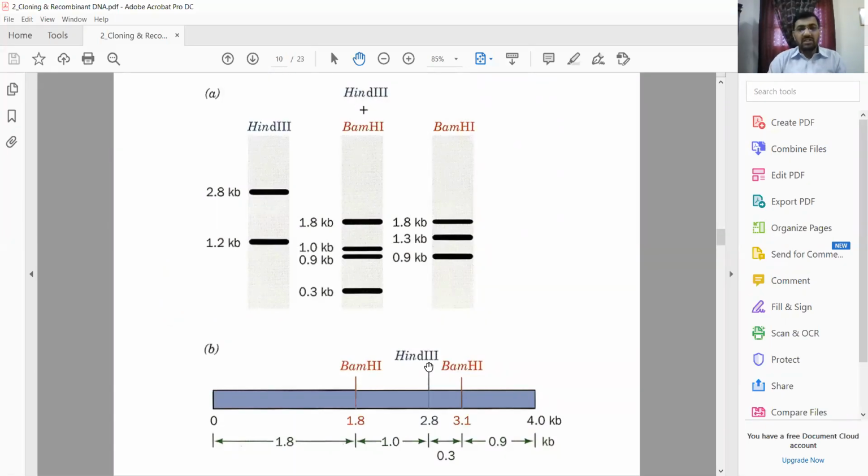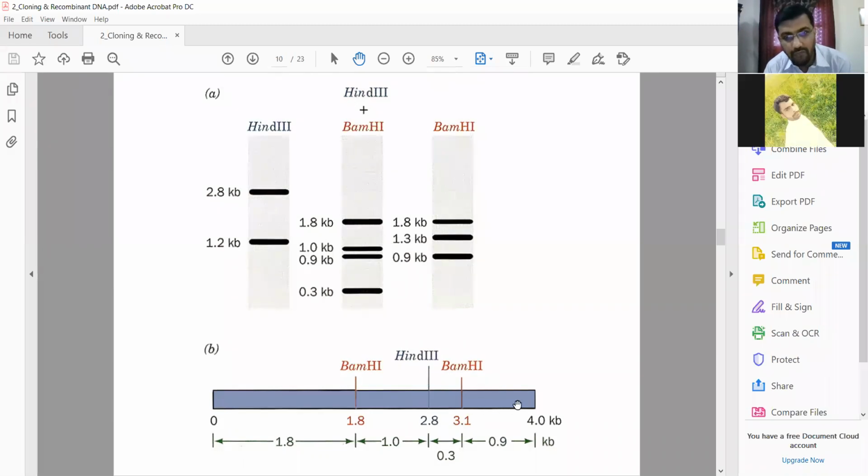Moving further, this is interesting to understand. It shows how restriction enzyme products are generated. Here is an example of a 4 kb DNA fragment. If we first cut it with HindIII, the cut site is at about 2.8 kb from the 0 point, so it produces two fragments, from 0 to 2.8 and from 2.8 to 4. When we run it on a gel, we will have two bands, one of 2.8 kb and the other of 1.2 kb, and if you sum both, it is 4 kb.